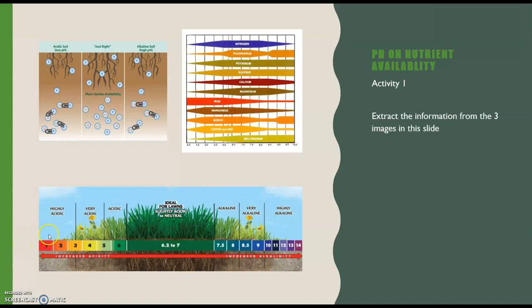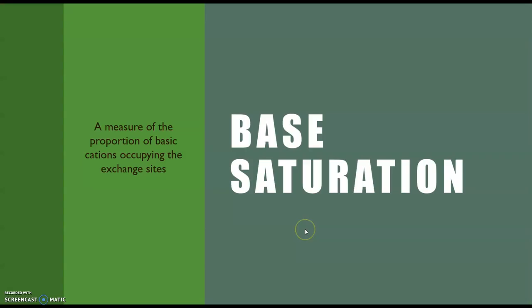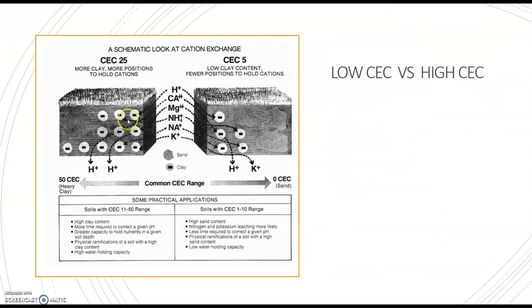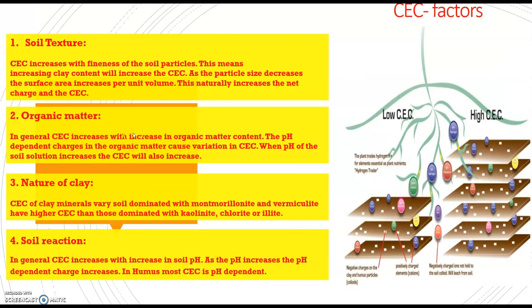When it's too acidic, there is no growth at all. You can see the color of the line itself is red. That means danger. If you go more alkaline, it is also not suitable for planting. This is what I explain in this section for organic matter.